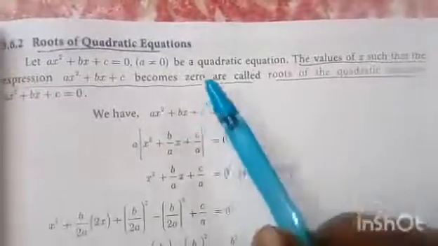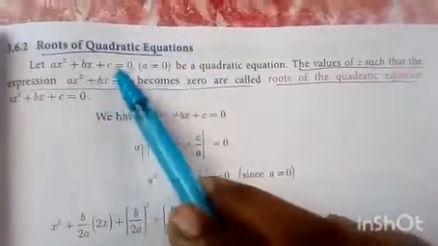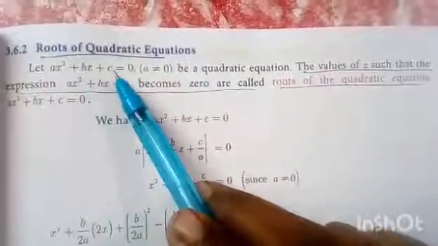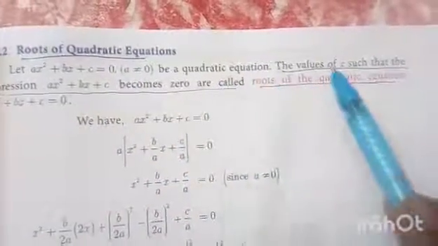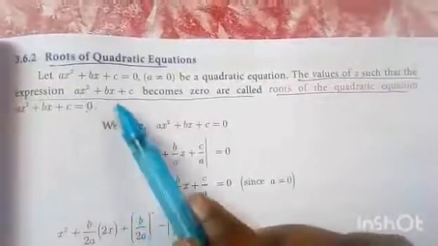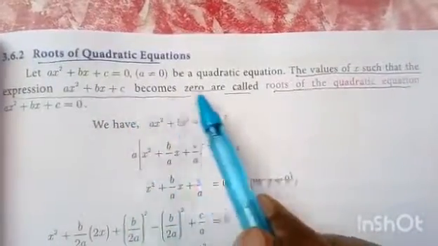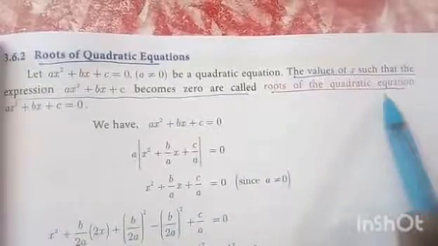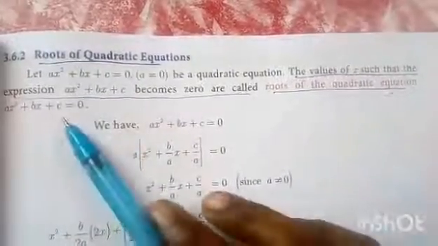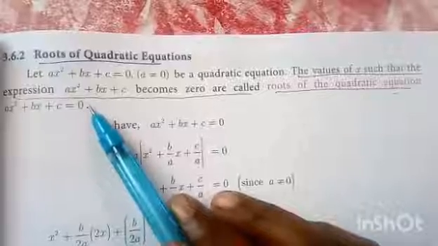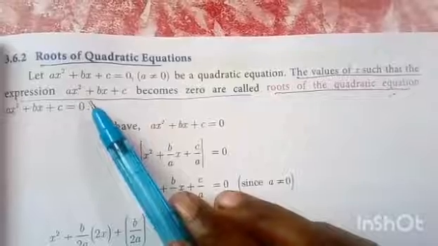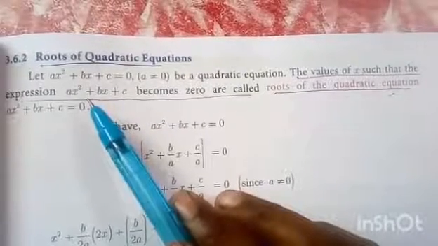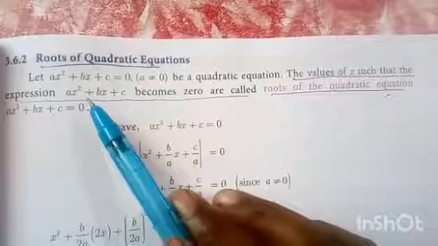Students, next, roots of a quadratic equation. For the quadratic equation ax square plus bx plus c equal to 0, the values of x such that the expression ax square plus bx plus c becomes 0 are called roots of the quadratic equation. That means whatever value we substitute for x to get 0 is called a root of the quadratic equation.